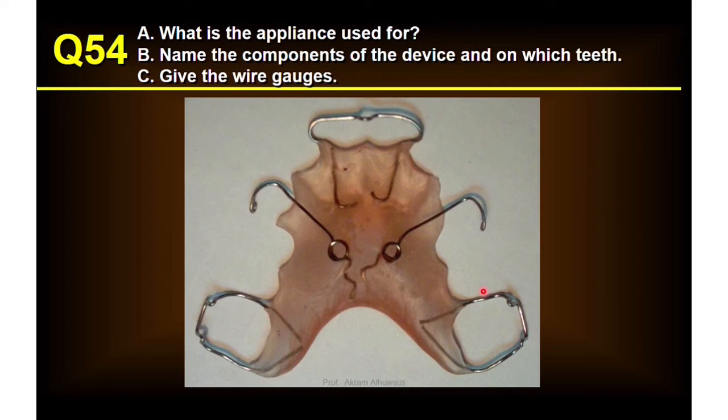Give the wire gauge. For the Adams clamps, we use 0.7 mm stainless steel. And then for the south end clamps, we also use 0.7 mm stainless steel. And then for the finger spring, we use 0.5 mm or 0.6 mm stainless steel wire.